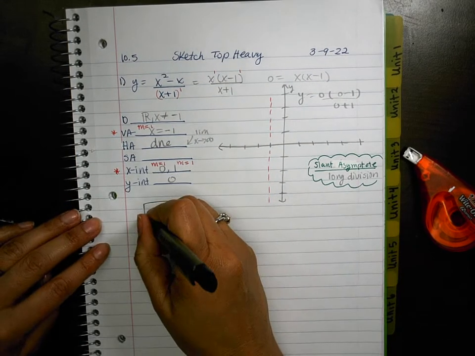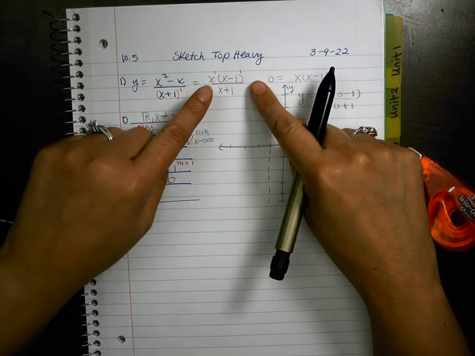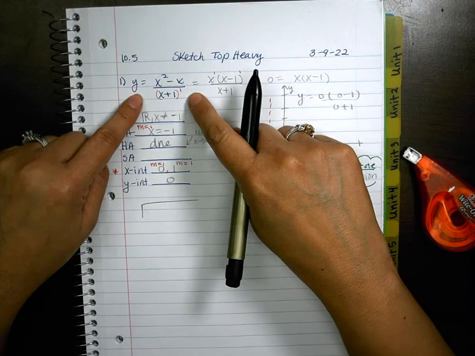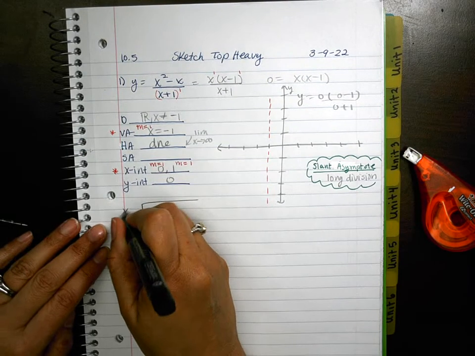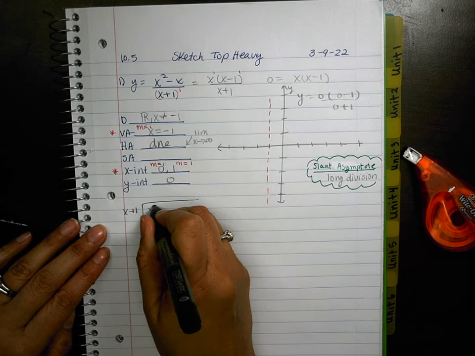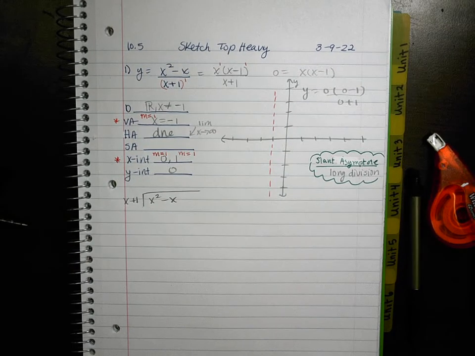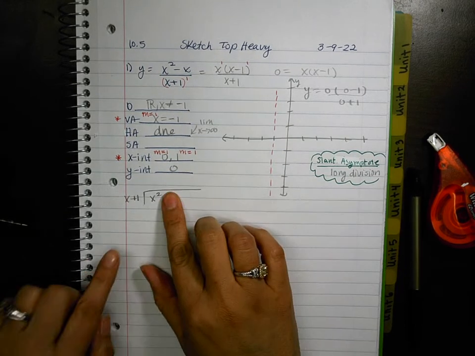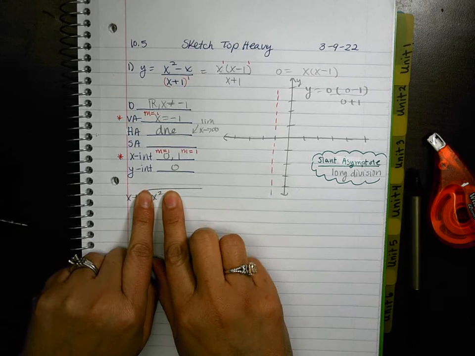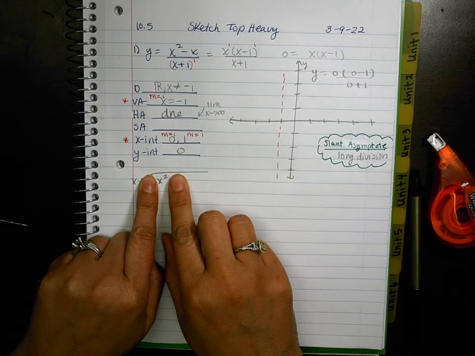And when I use long division, I do not use the factored form, I use the standard form. So x plus 1 divides into x squared minus x. What's nice about this long division is we do not care about the remainder at all. Okay, and the long division is always quick on these. X times what is x squared?